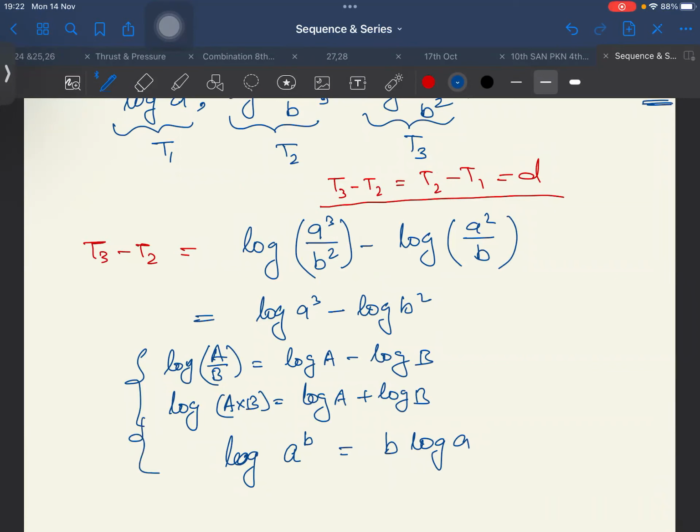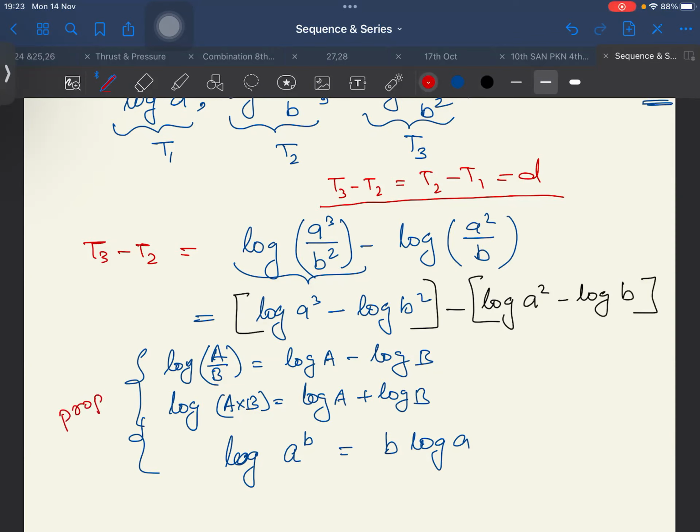So this is the first term that we have written. The second term, we can write, let's put this in brackets, as log A squared minus log B.